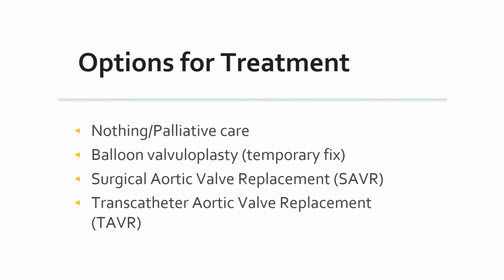So let's say we've identified a patient with severe to critical aortic stenosis, and we know that they're having symptoms. How do we decide what is the best treatment for them? The only definitive treatment for this disease is valve replacement, either by surgery or by this transcatheter approach. That doesn't mean that every patient gets a valve replacement.